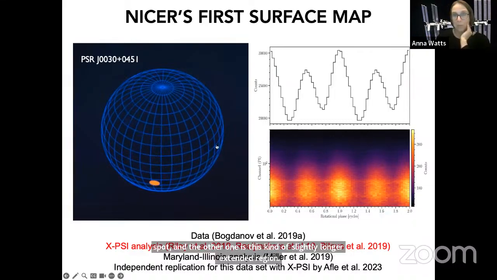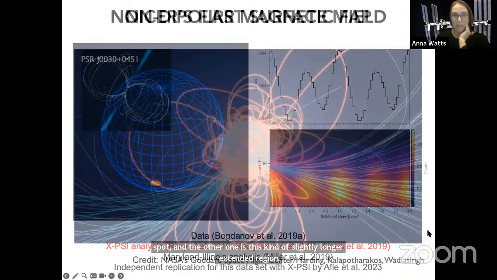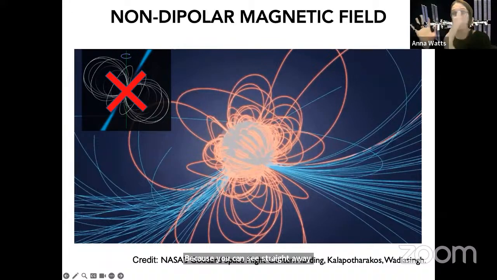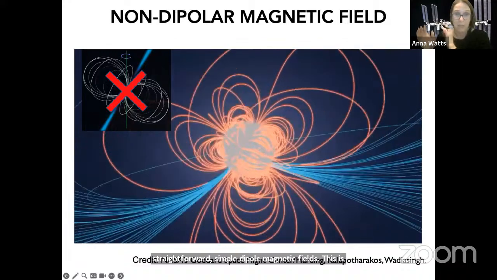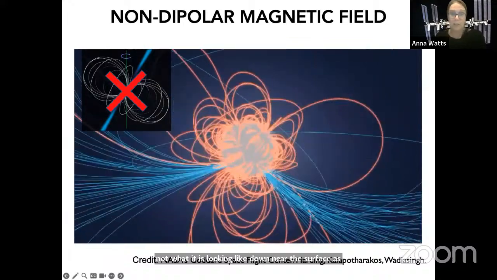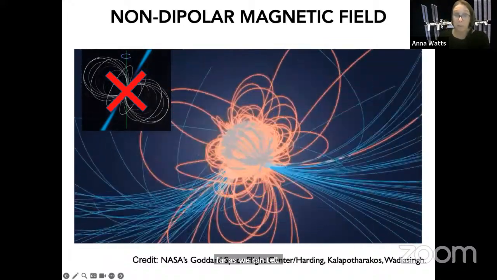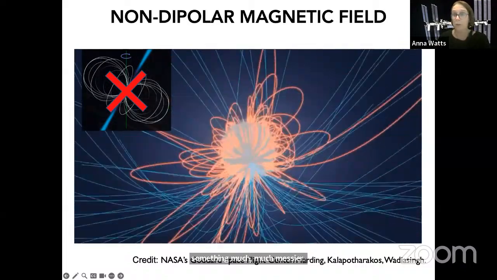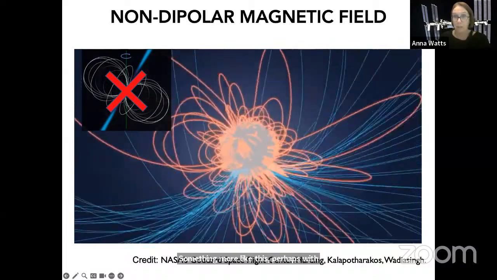And that's already a kind of fun thing to find, because you can see straight away, this is not a simple dipolar magnetic field. So all these lovely cartoons of neutron stars with pretty straightforward, simple dipole magnetic fields, this is not what it is looking like down near the surface, as far as we can tell. Instead, it looks like the magnetic field has to be something much, much messier. Something more like this, perhaps with quadrupole components, perhaps with an offset dipole.